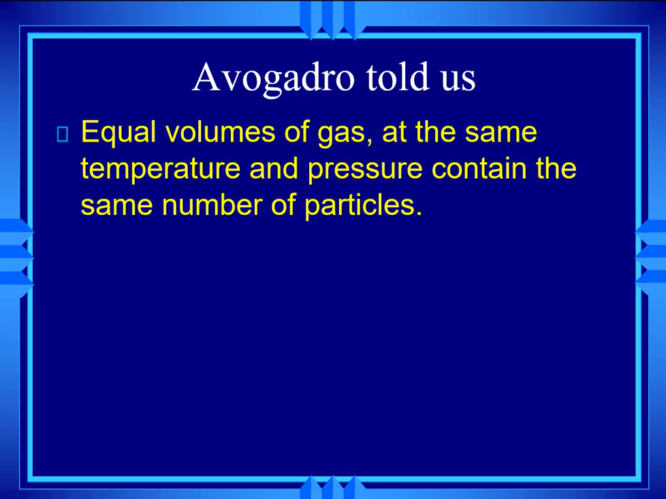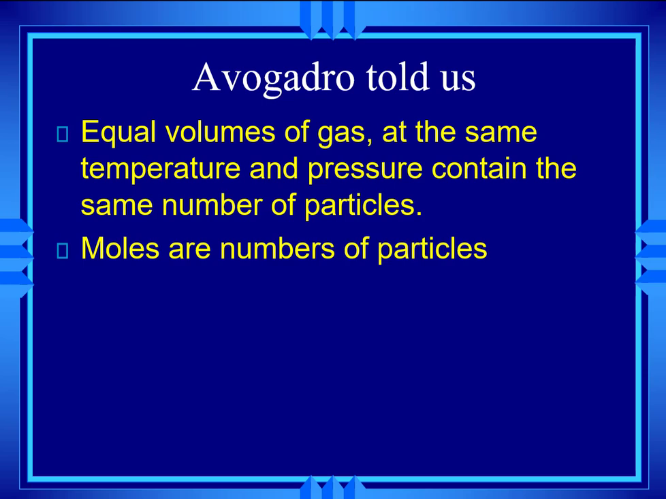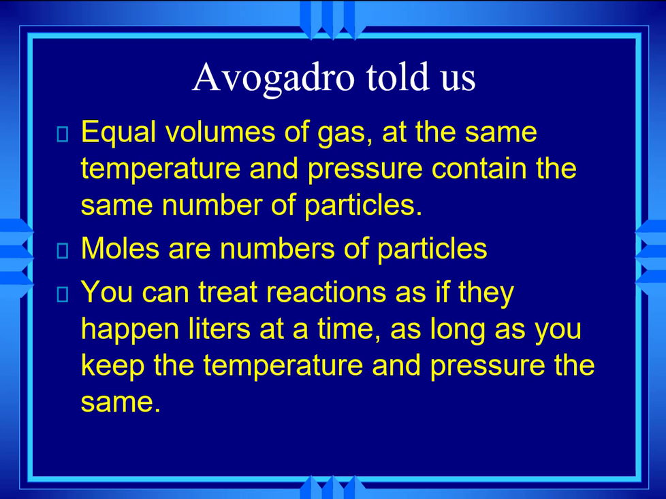Okay, so, how does this tie into what we're doing? Well, moles is the number of particles. Since equal moles are equal liters, I can treat my reaction as if it happens liters at a time. I can go from liters to liters. I can read my equation in liters as long as I don't change the temperature or the pressure.